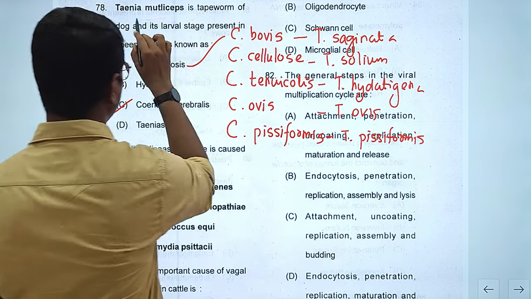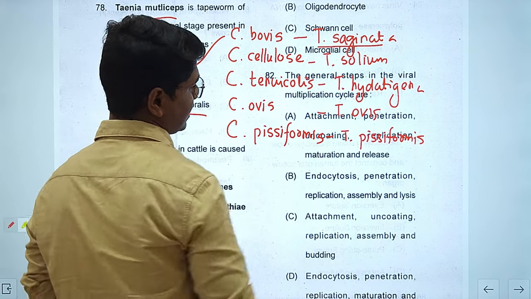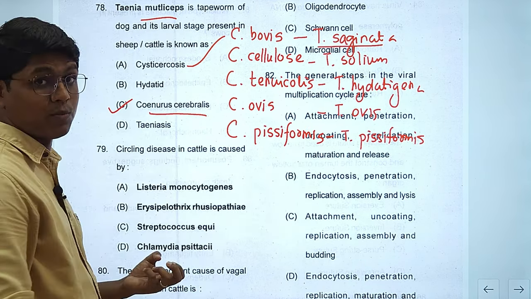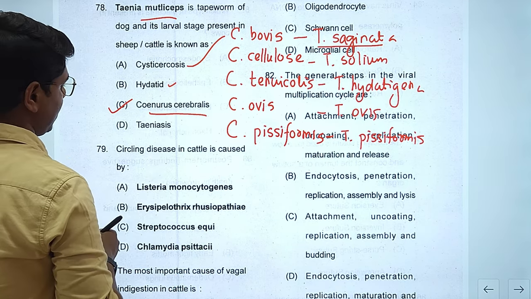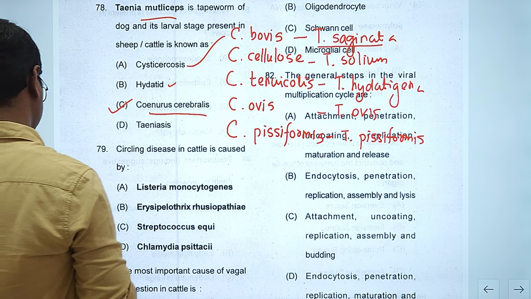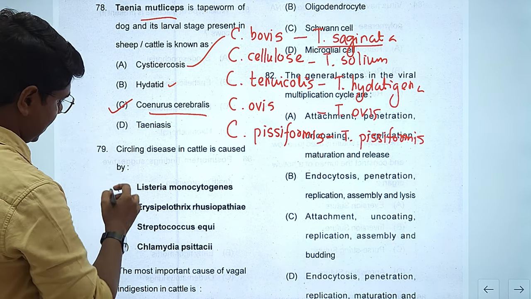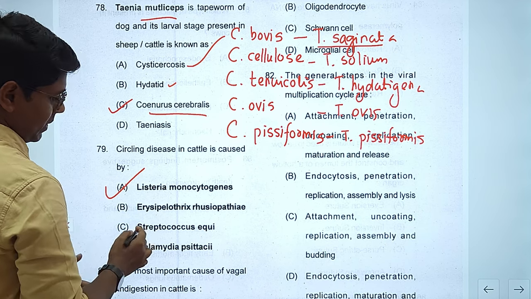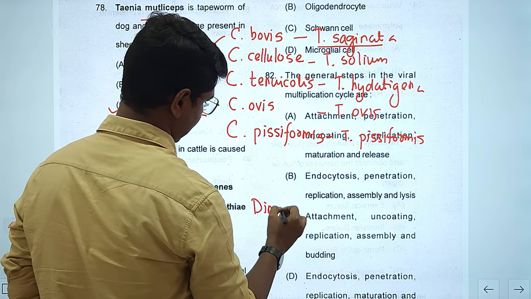Okay. Taenia multiceps, Coenurus cerebralis. The gravid segments of Taenia saginata are motile. Okay. Hydatid disease is caused by Echinococcus granulosus. Taeniasis I just told you. Circling disease in cattle is caused by Listeria monocytogenes. Erysipelothrix rhusiopathiae causes diamond skin disease.